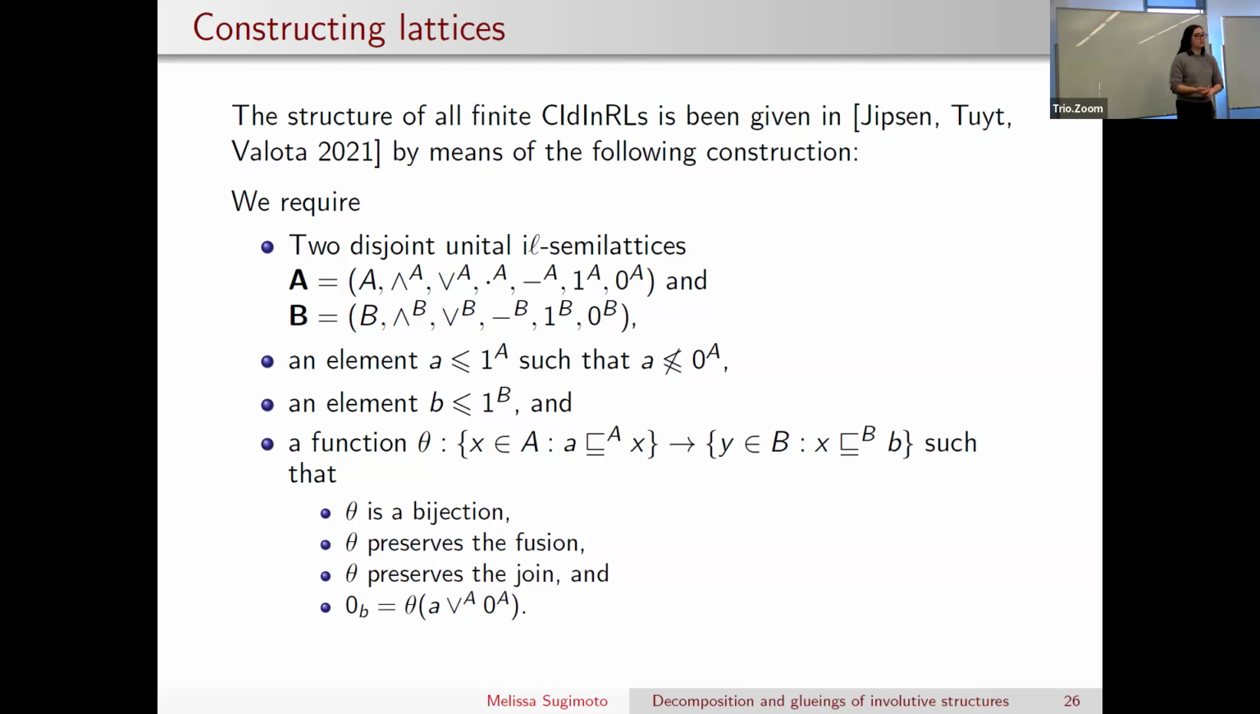We need it to preserve the fusion. We need it to preserve the join. And we need this weird little condition that's actually very similar to our 0 avoidance condition on our Płonka sum construction. The 0b is equal to theta of A join 0a. If we have all of these things, we can define a construction.